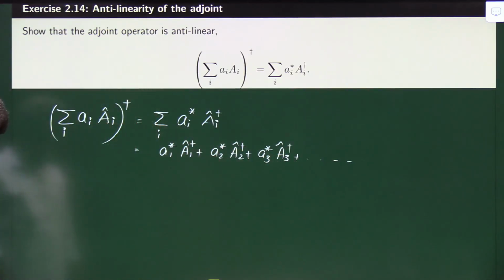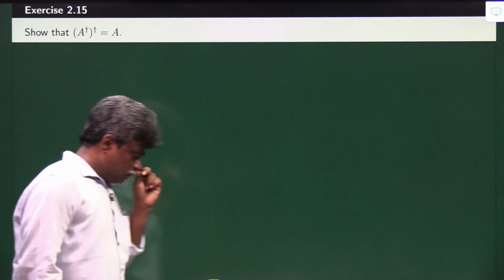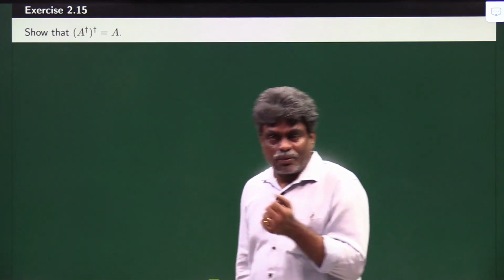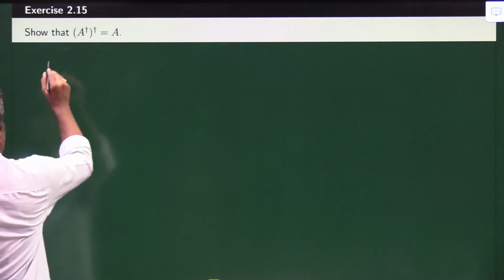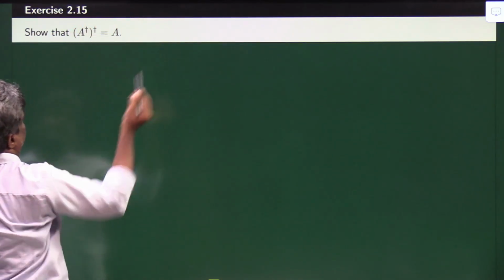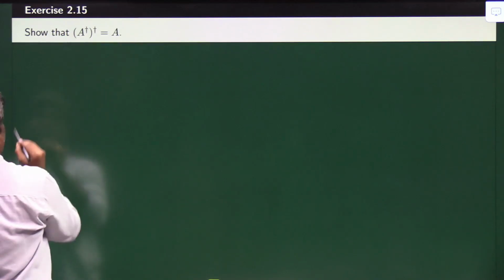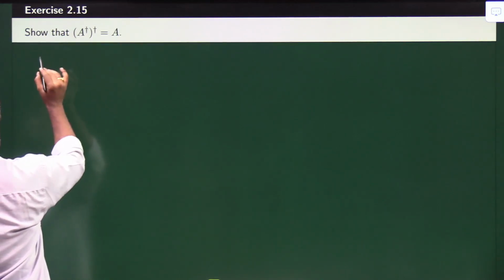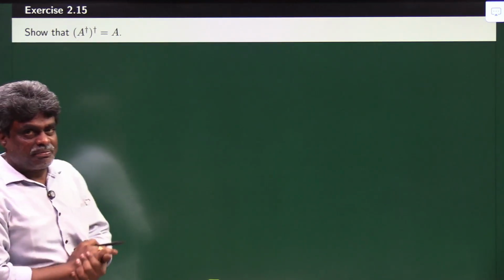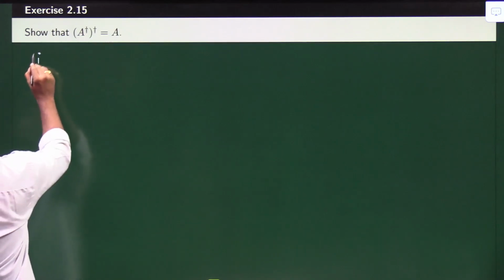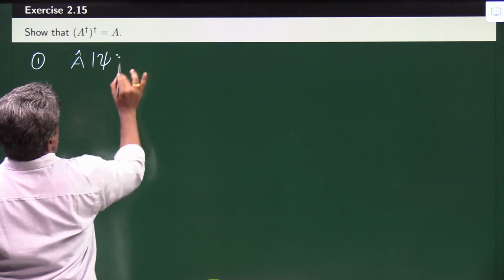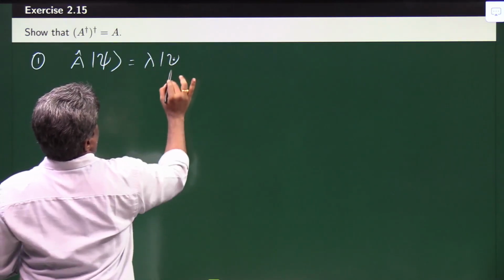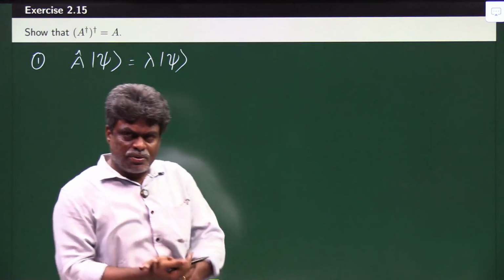But the next one is very important, and they are asking to show that A dagger whole dagger equals A. Okay, so we have to show this. Let us do this in two different ways. First way: I am considering this A operator operating on psi, and we get lambda psi. This is just an eigenvalue equation.